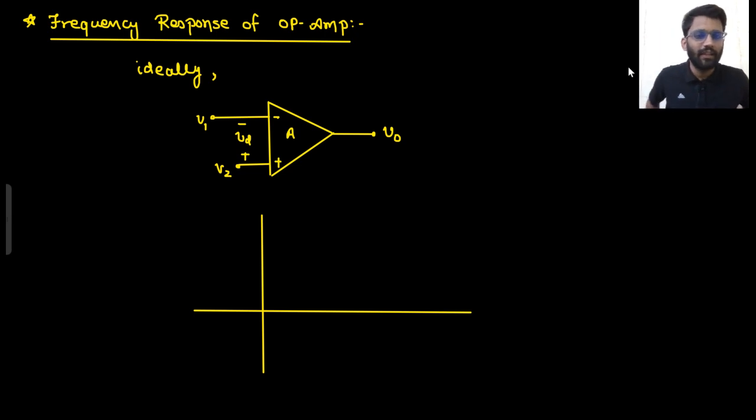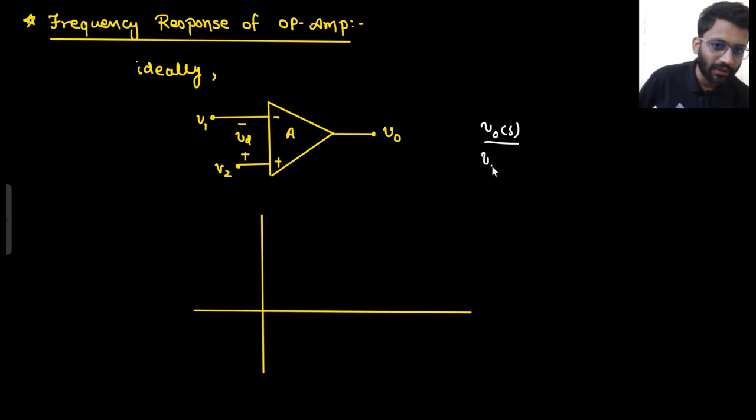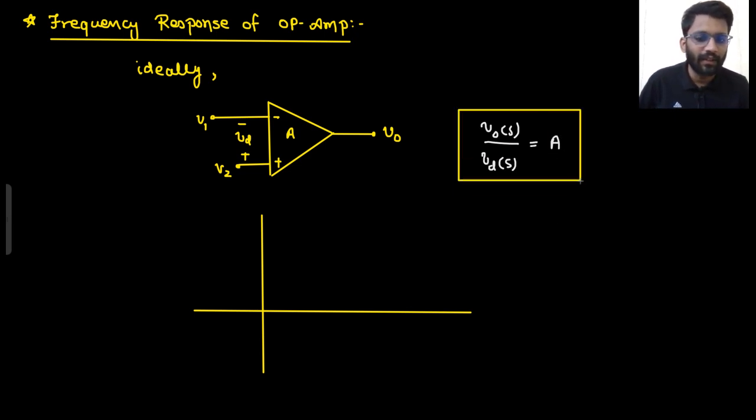So ideally, what we have studied is that the OpAmp always provides a gain A. This is what we have studied, right? What was the transfer function? It will always provide a gain A, irrespective of the frequency. So Vo(s) by Vd(s), this is a differential voltage, is always A. It will always provide a constant gain, right?